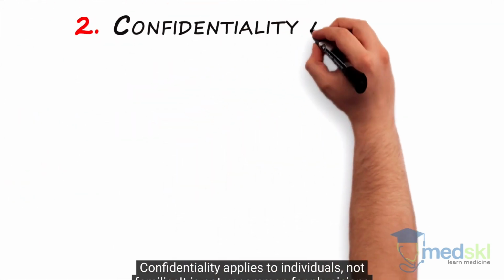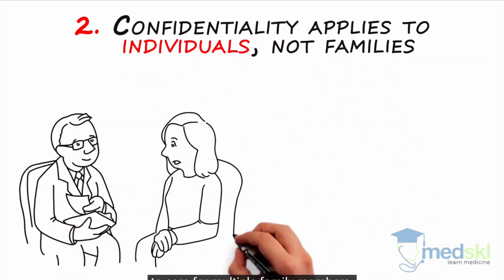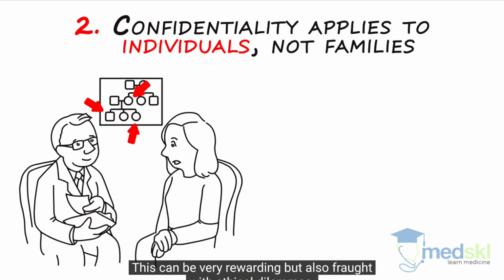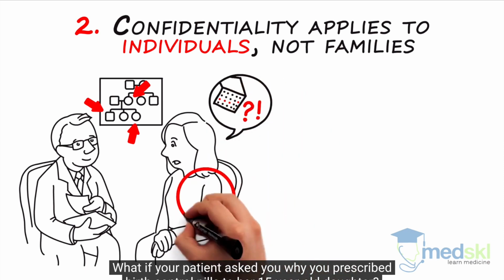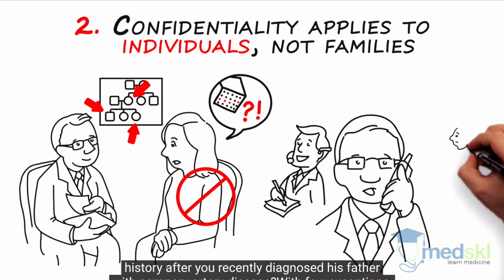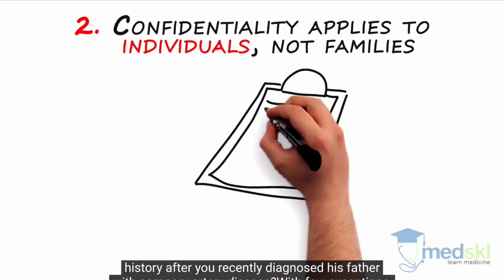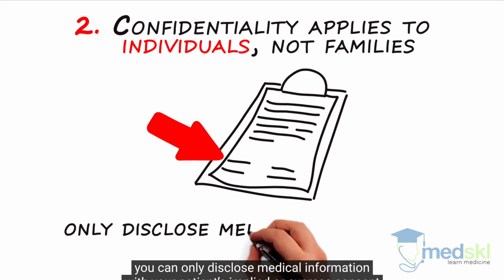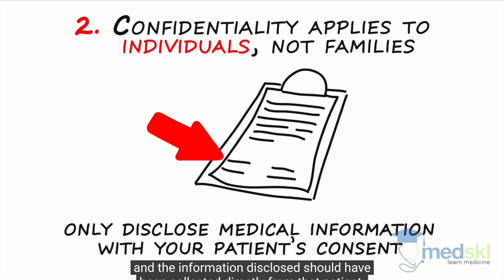2. Confidentiality applies to individuals, not families. It is not uncommon for physicians to care for multiple family members. This can be very rewarding, but also fraught with ethical dilemmas. What if your patient asked you why you prescribed birth control pills to her 15-year-old daughter? Or what if you received a request from an insurance company for your patient's family history after you recently diagnosed his father with coronary artery disease? With few exceptions, you can only disclose medical information with your patient's implied or express consent, and the information disclosed should have been collected directly from that patient.